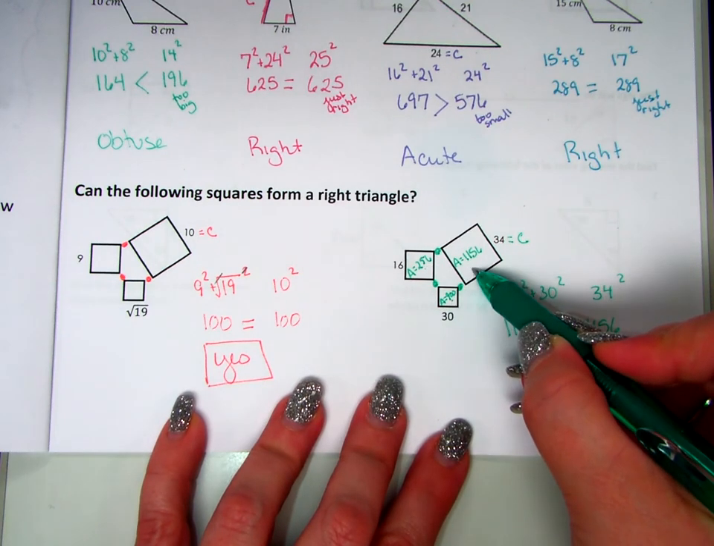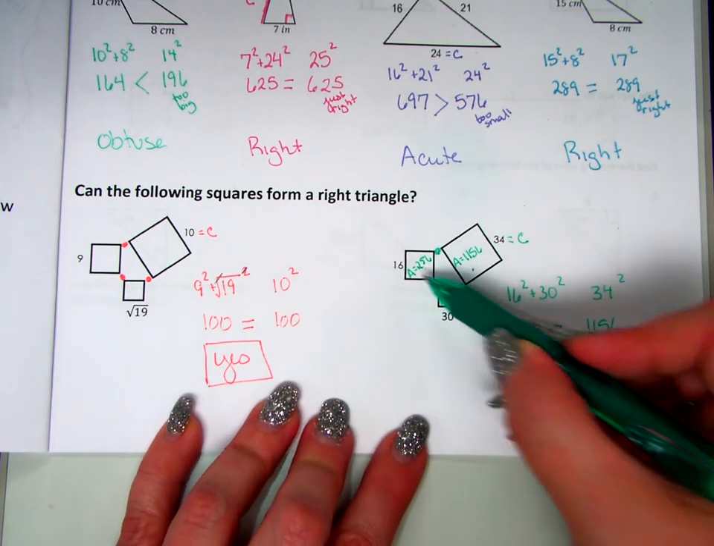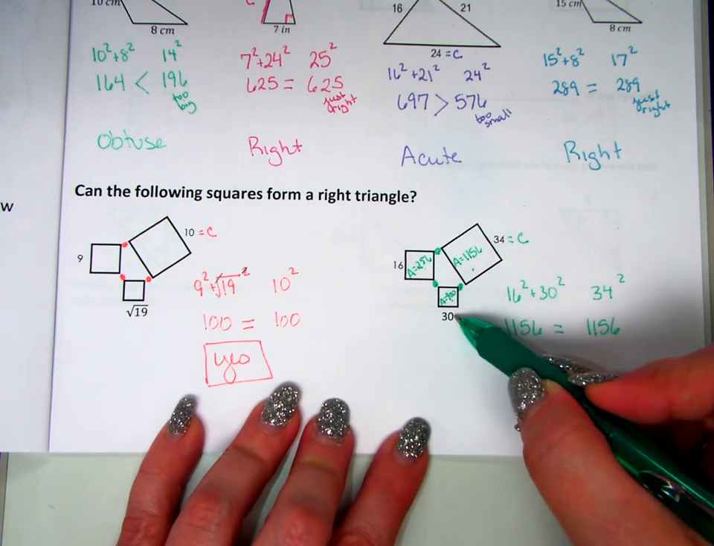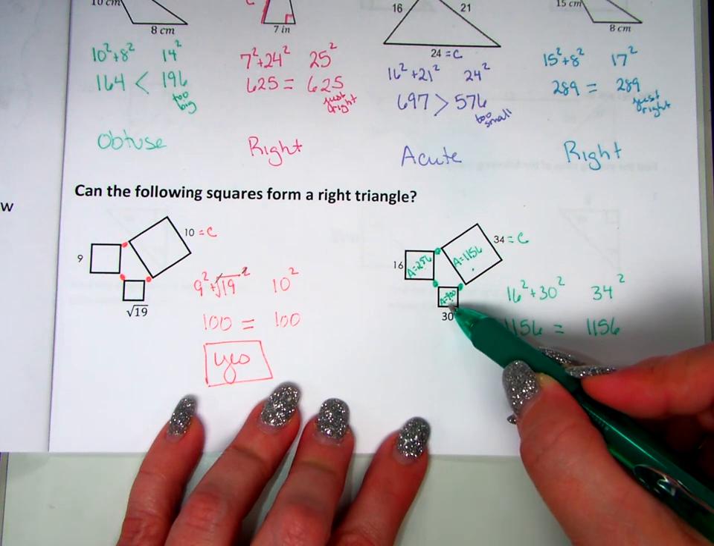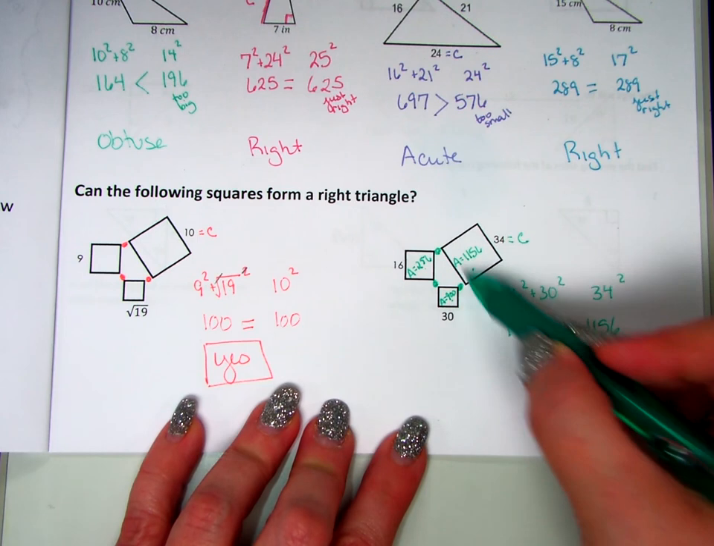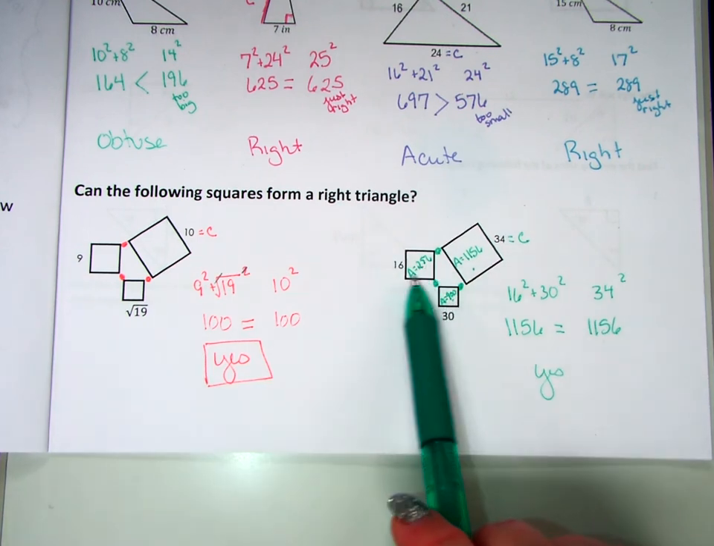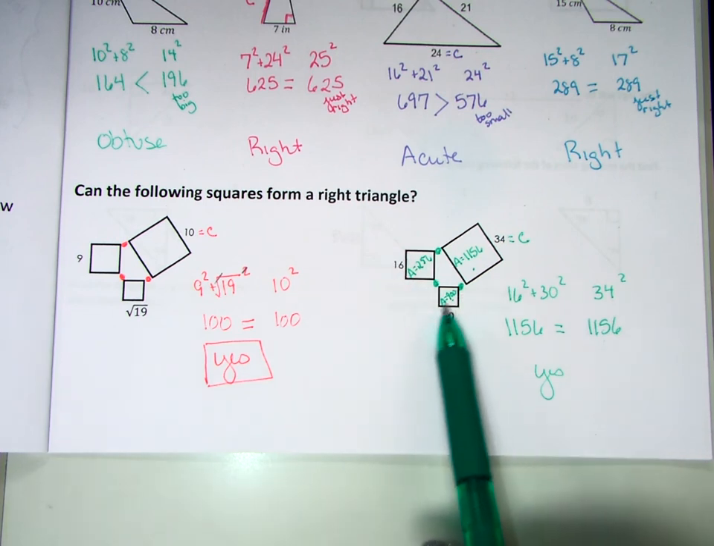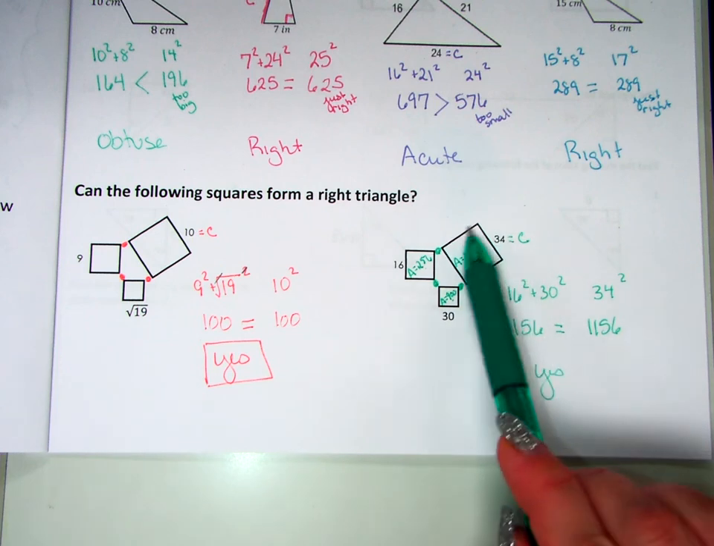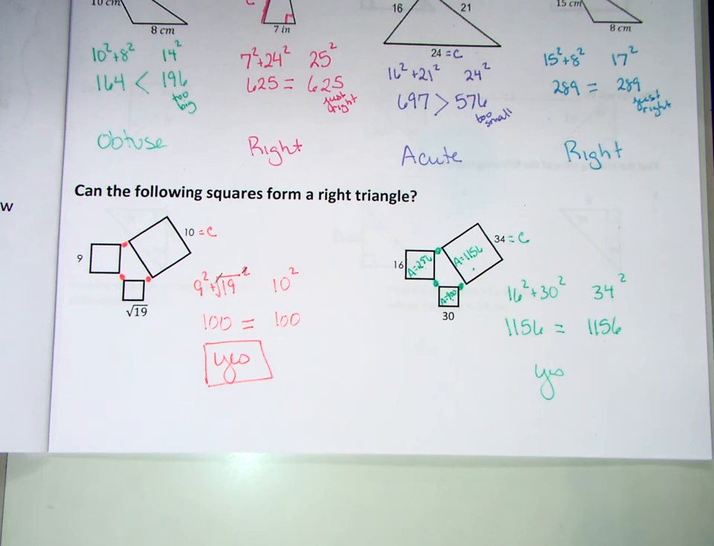If you add 256 and 900, you get this area. So really it's the area of the small square created on the leg plus the area of the square created on the other leg is going to equal the area of a square made by the hypotenuse. That's where the formula actually comes from. It's the actual Pythagorean theorem.